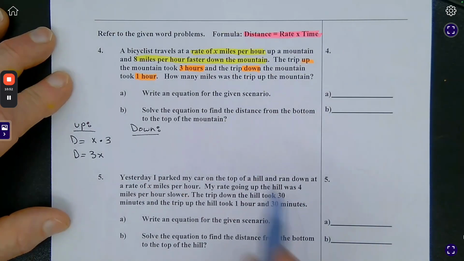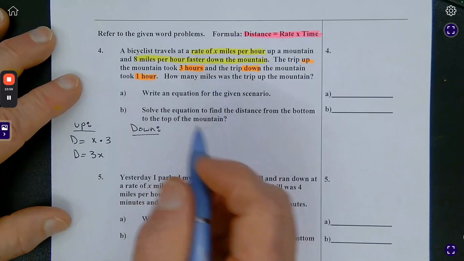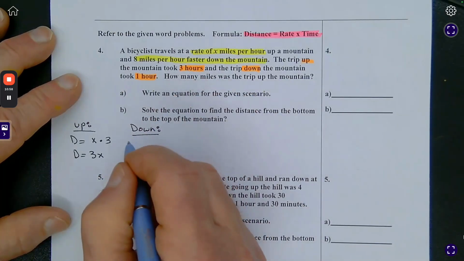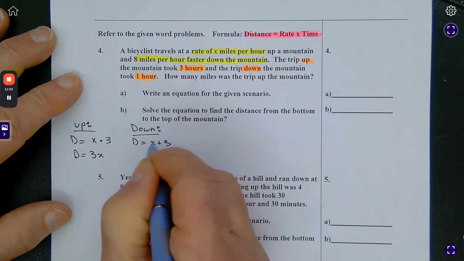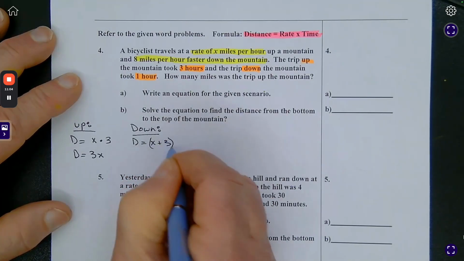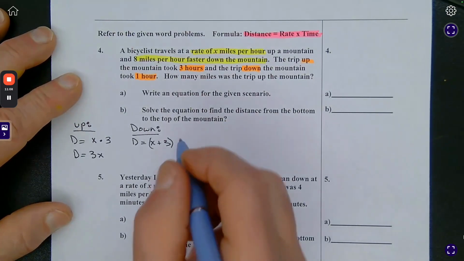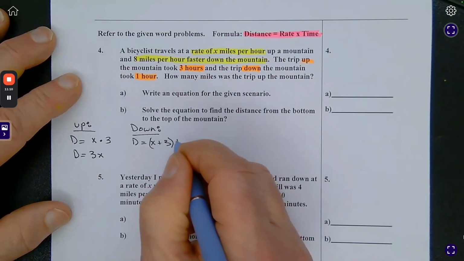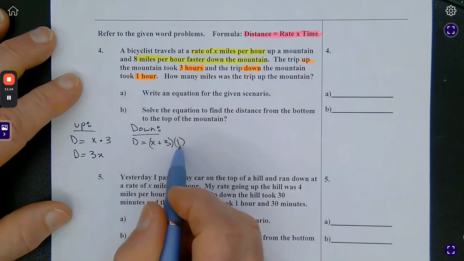Okay, so down the mountain, it took 8 miles per hour faster. Wow. So that's my rate plus 8. They were flying. Now, because that goes together, it's kind of one value, I'm going to lump it together with parentheses. And that took a total of 1 hour.